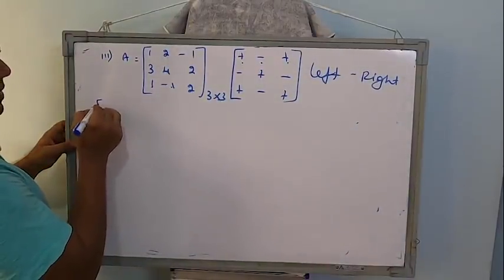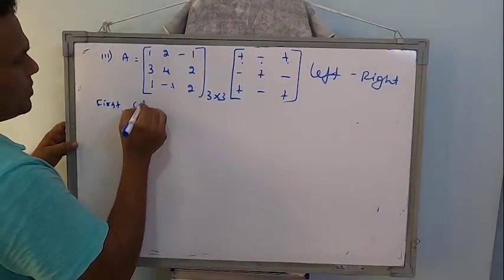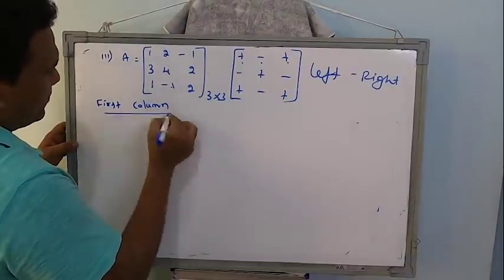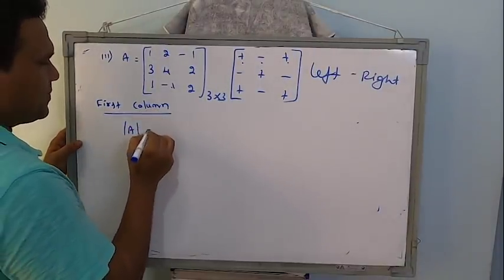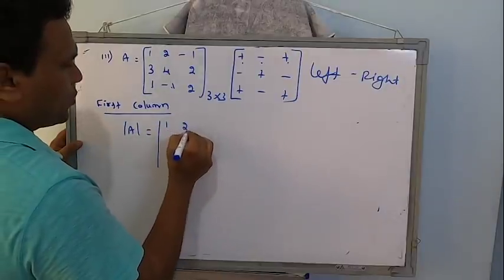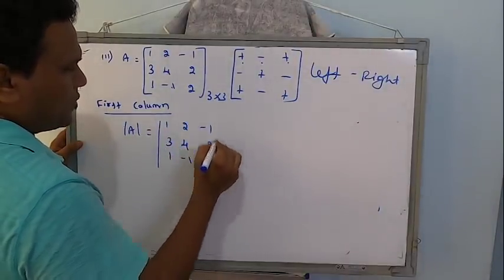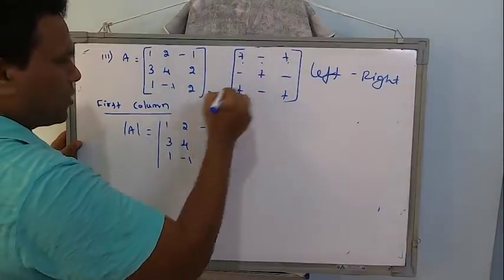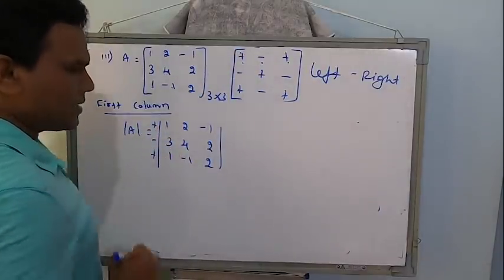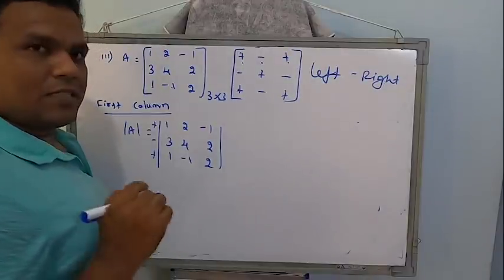Now second case, I said I'm going to expand it from the first column. Fine. So let's consider 1, 2, minus 1, 3, 4, 2, 1, minus 1, 2. What is the sign of the first column? The sign of the first column is plus, minus, plus. Write it down there. The concept remains the same.